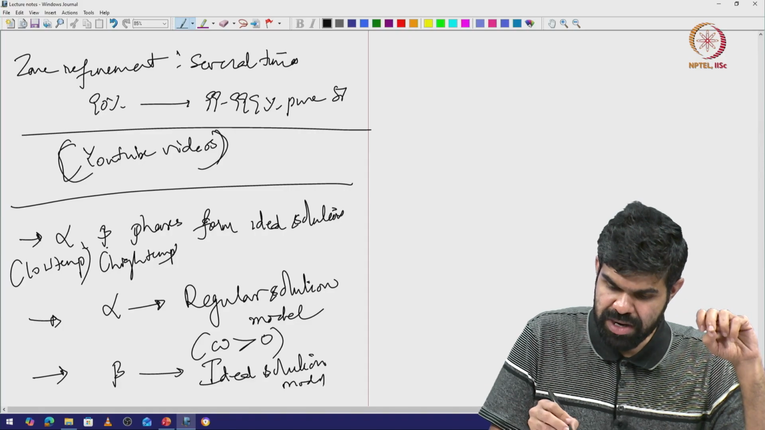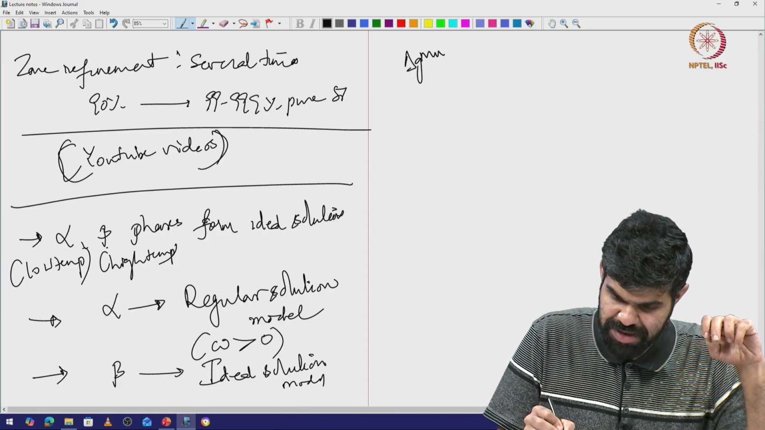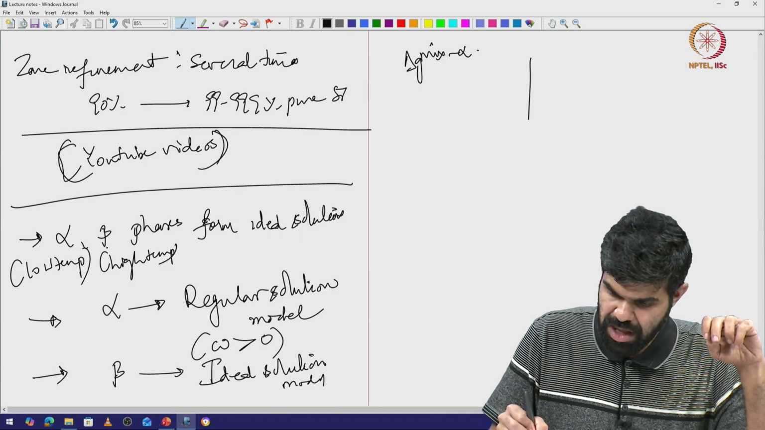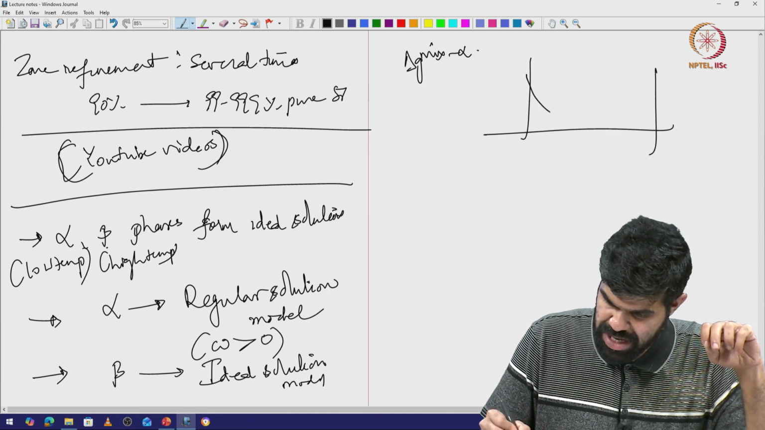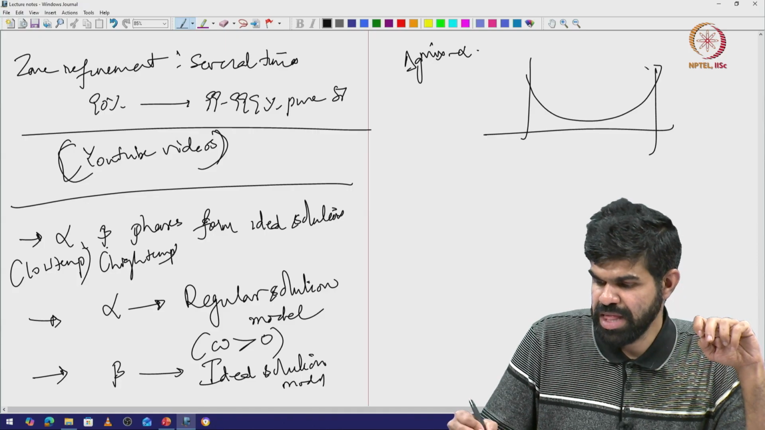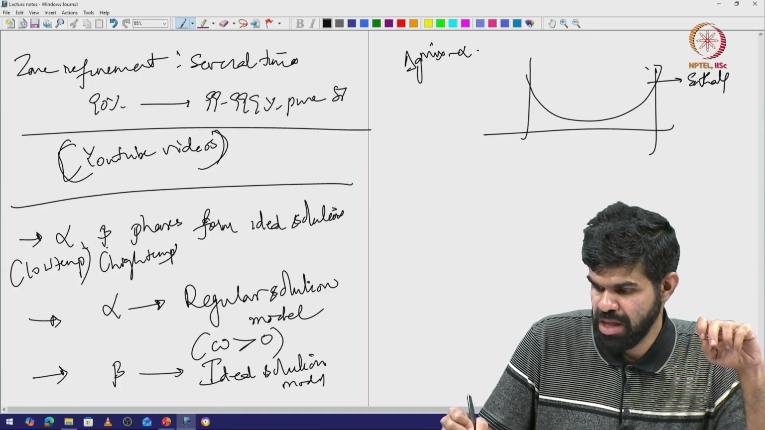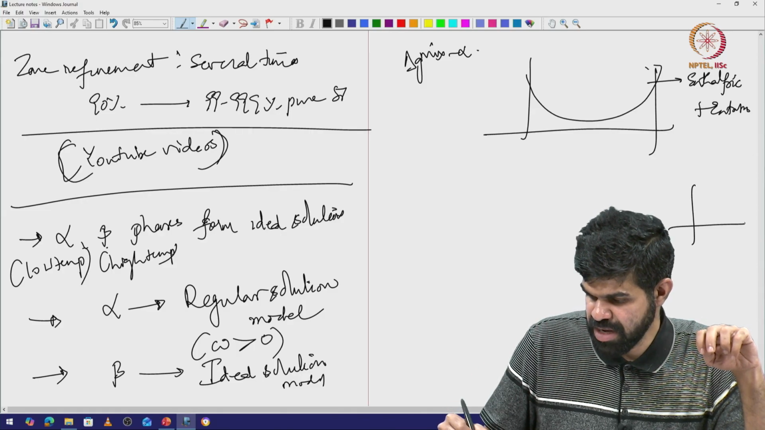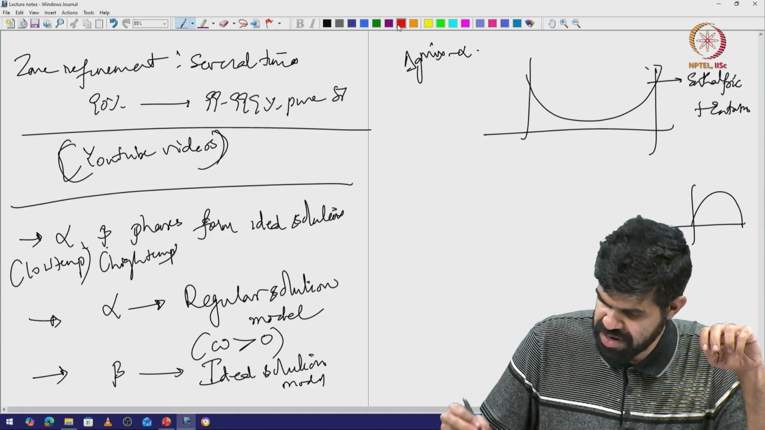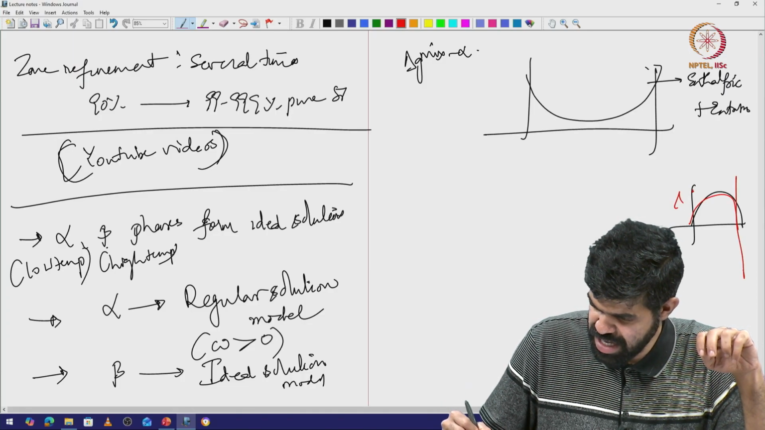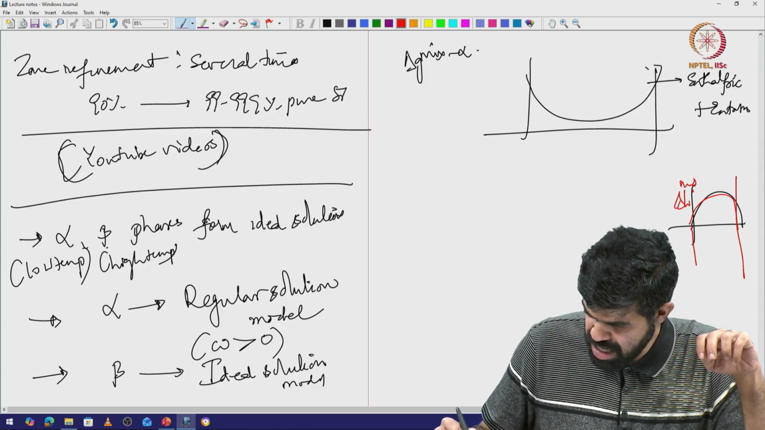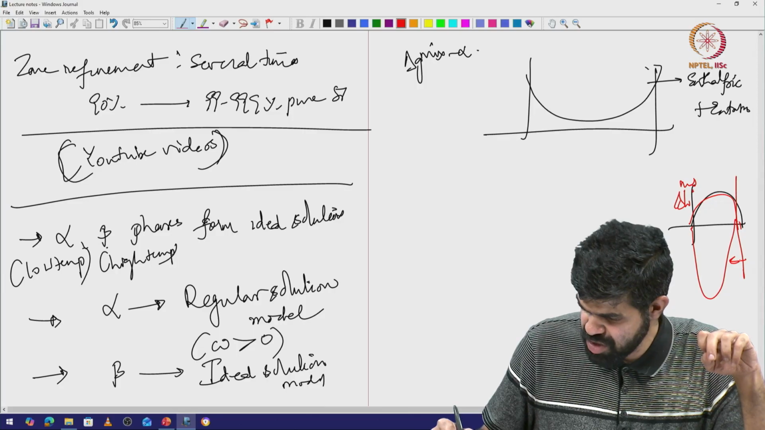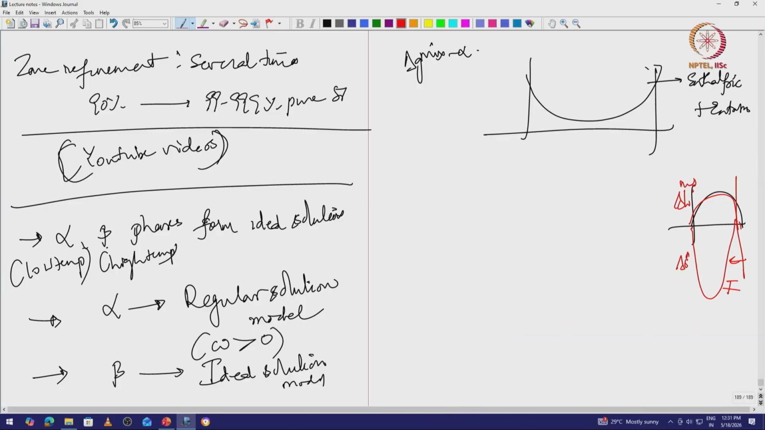Now if you remember the delta G mix of alpha phase, at high temperatures it looked something like this. This is the enthalpic term plus the entropic term. Let me draw it in a different color. This is the enthalpic term, this is delta H mix, and the entropic term has a larger slope and goes like this, but this is dependent on temperature. This is T delta S mix. Both of them add up, and at high temperatures the entropic term wins.